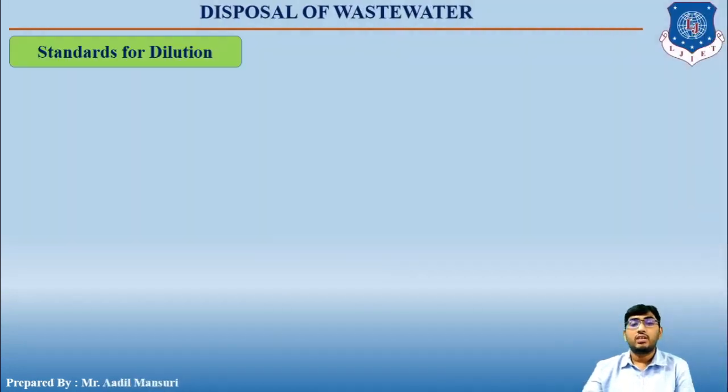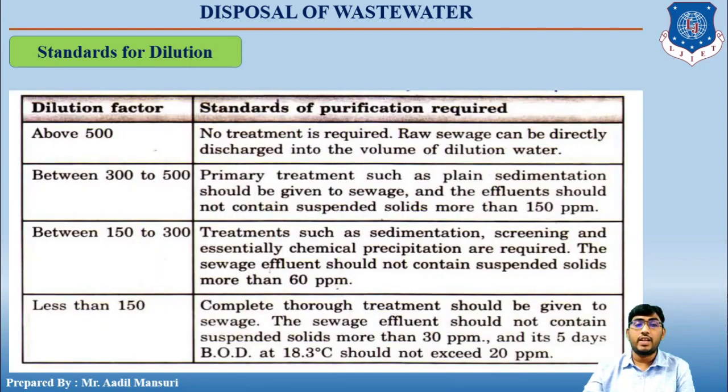Next is standards for dilution. You can see there are two columns, one stating the dilution factor and the other the standards of purification required. A dilution factor of 500 or above is required, right? So if the dilution factor is above 500, then no treatment is required. Raw sewage can be directly discharged into the volume of dilution water.